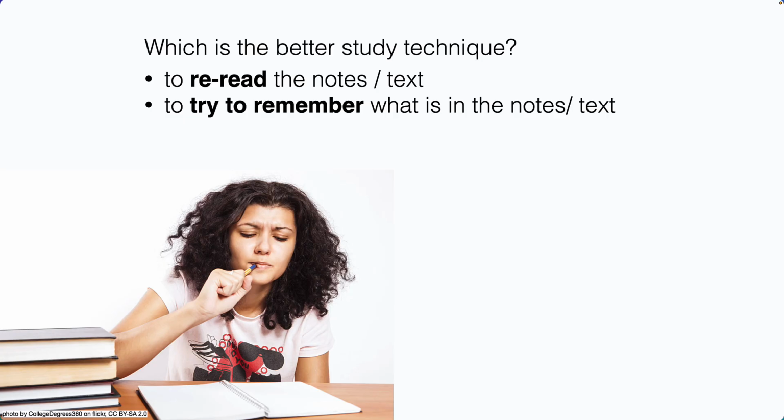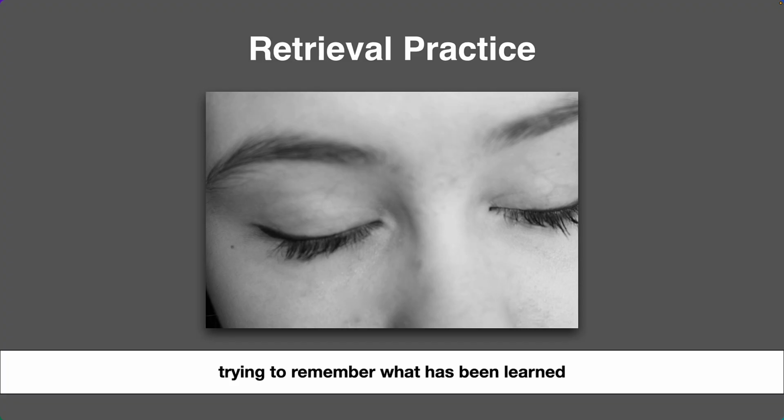And I have another question for you. If you had to choose between these two options, which do you think is the better study technique? To reread the notes or the text, or to try and remember what's in the notes or the text? So, as you might have guessed by now, the second one, trying to remember, has a much bigger effect on what we can remember later than rereading. Trying to remember what has been learned is referred to as retrieval practice. It is essentially practice retrieving something from memory. Its benefit for memory over rereading is one of the most heavily researched and supported findings in the science of learning literature. So it is an important one to be aware of.